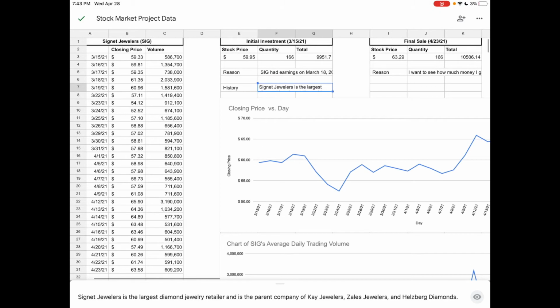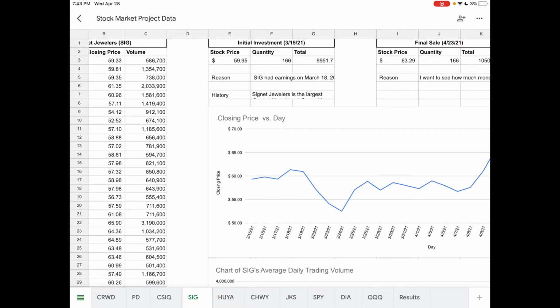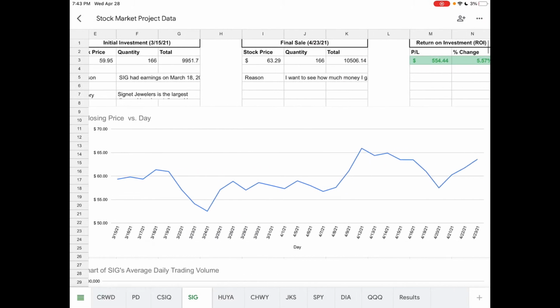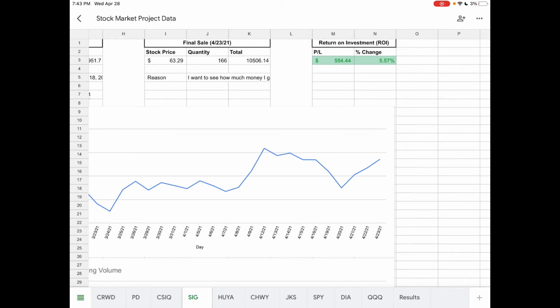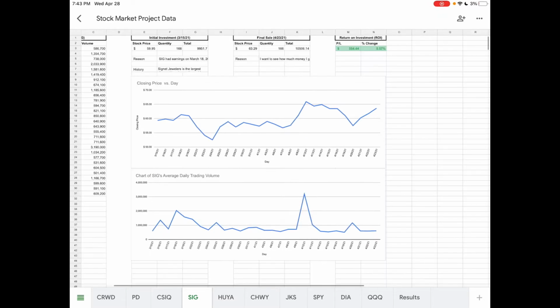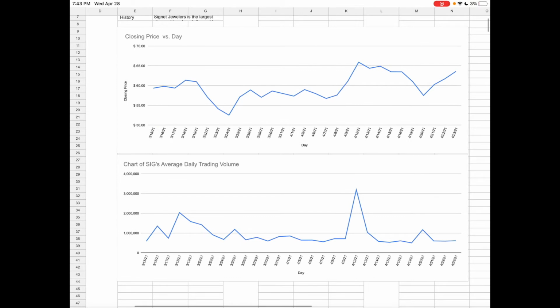And so for my initial investment, I got filled at $59.95. And for my sale, I got filled at $63.29. And that resulted in a profit of $554.44 with a percent gain of 5.57%. And here are the charts on the closing price and the average daily trading volume.